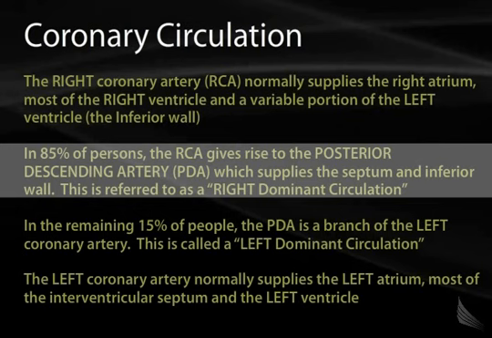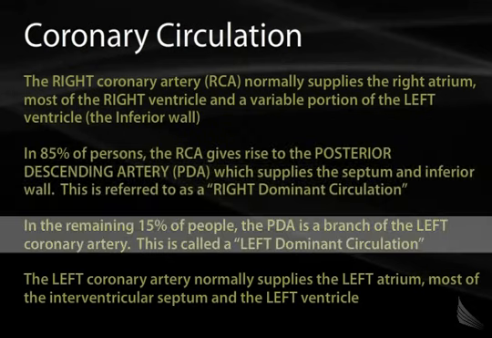In people that have a PDA supplied by the RCA, we call them right dominant. In the remaining 15% of people that do not have a right dominant circulation, the PDA is a branch of the left circumflex coronary artery. These people are said to have a left dominant circulation.